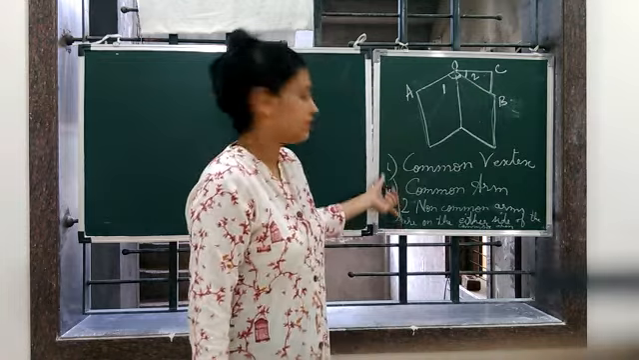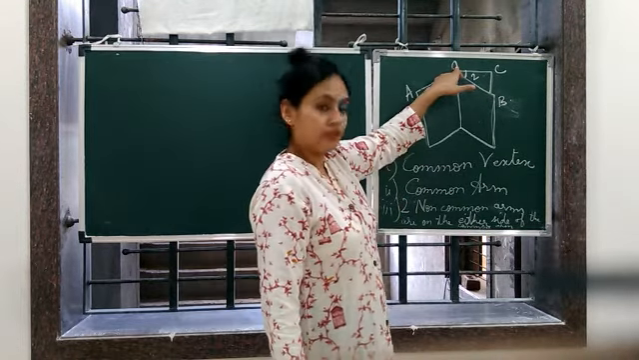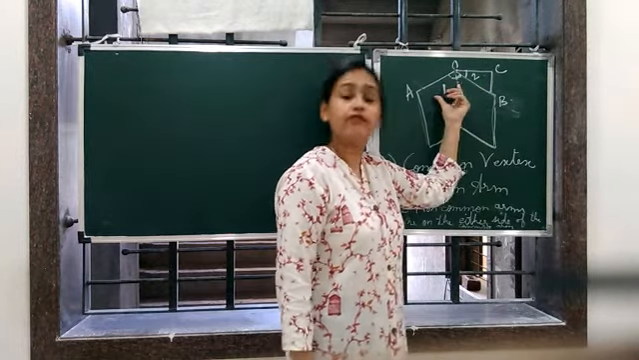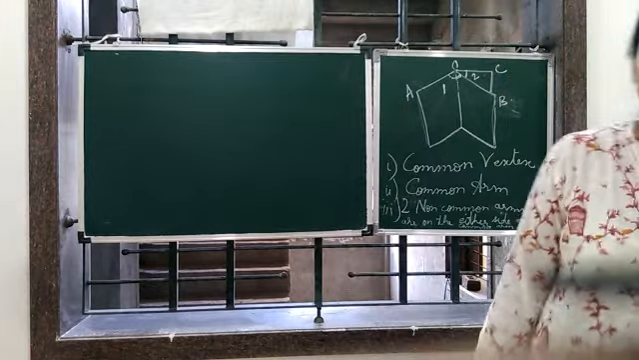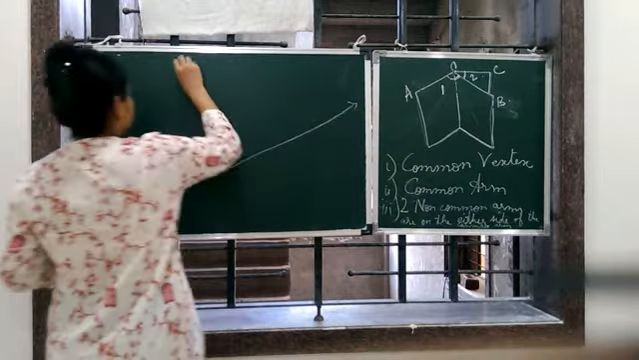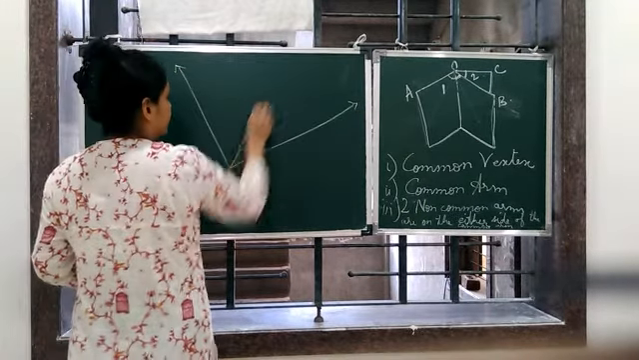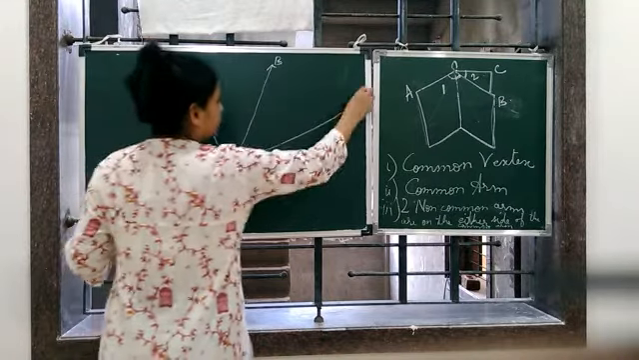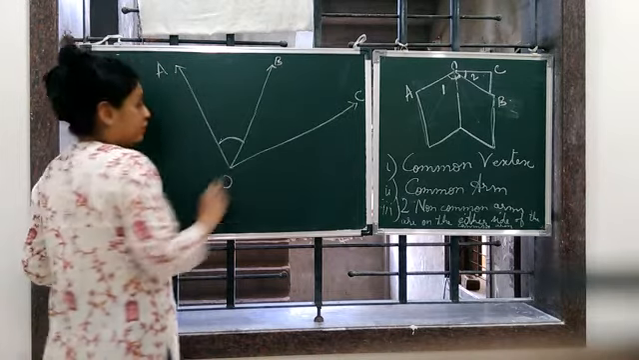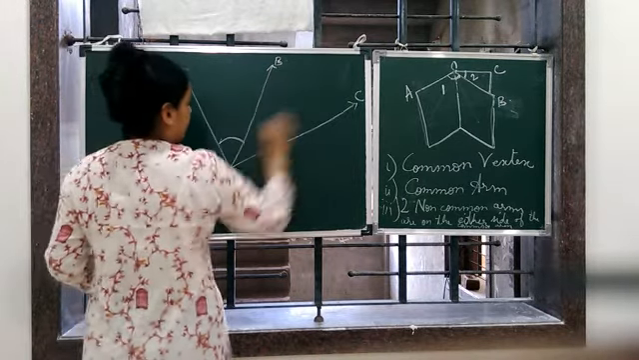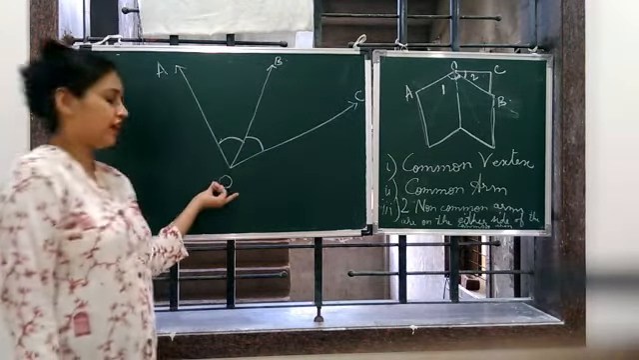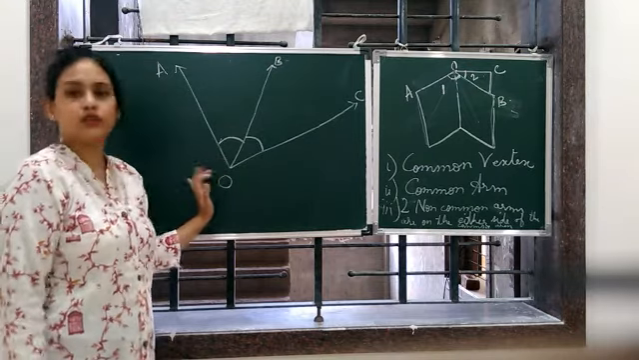So when you get these types of conditions, where a vertex is common and an arm is common, then the two angles which are formed are known as adjacent angles. For example, if I make like this, angle AOB is adjacent to angle BOC. Got it? Angle AOB is adjacent to angle BOC. Why? Because they are sharing a vertex and they are sharing a common arm.